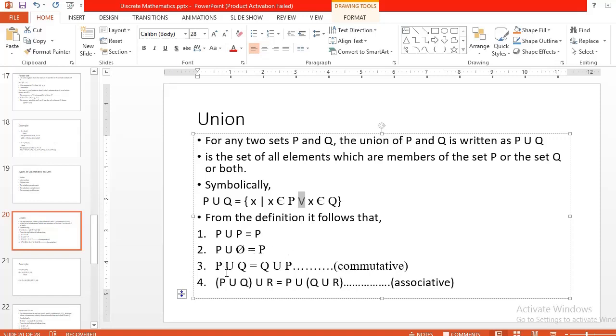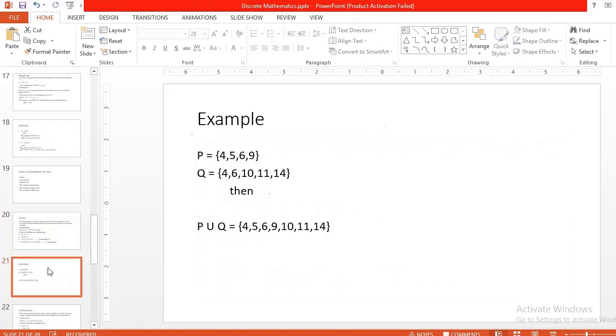Third, P union Q is equal to Q union P. It is the commutative law. Understood? It is the commutative law, that is P union Q is equal to Q union P. The fourth is the associative law: P union Q union R is equal to P union, in brackets, Q union R. Understood? Next, see here one example of the union of two sets.